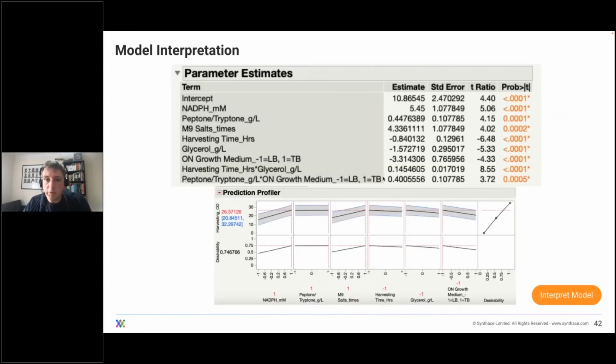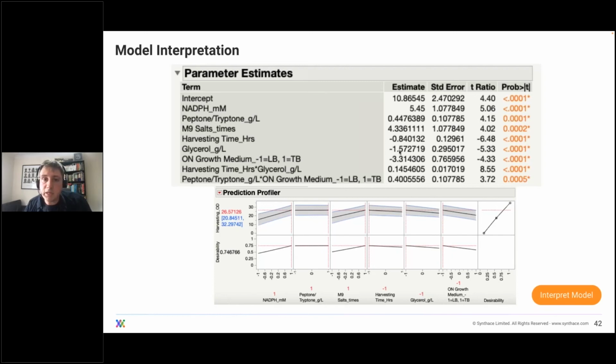The final thing we can look at with our model is then what it's actually telling us about the system. And to do this, we need to look at the parameter estimates. The column to look at is this middle one here, where we see estimate. This tells you the size and direction, positive or negative, of an effect.